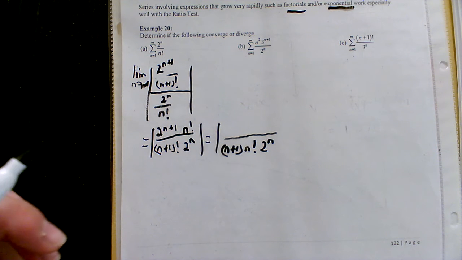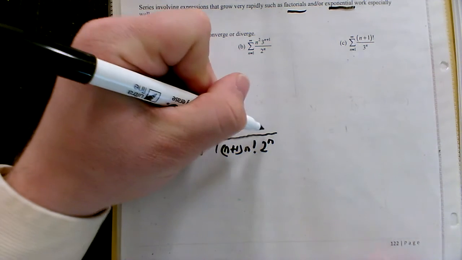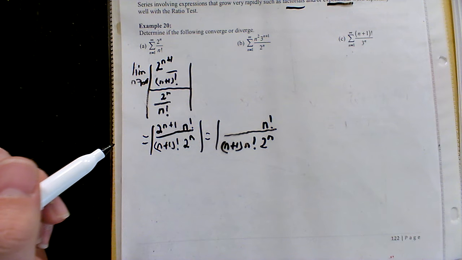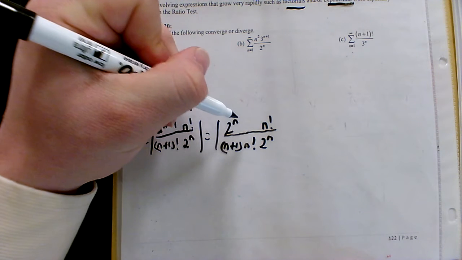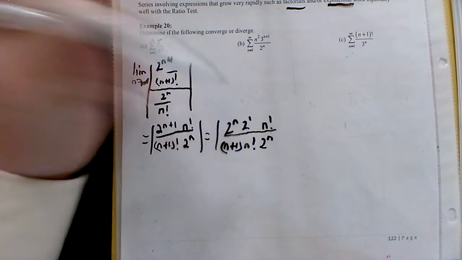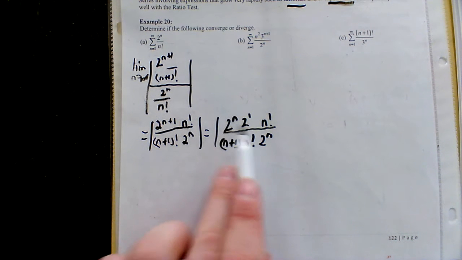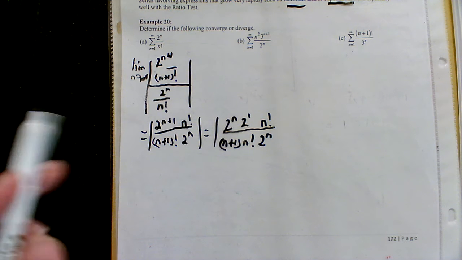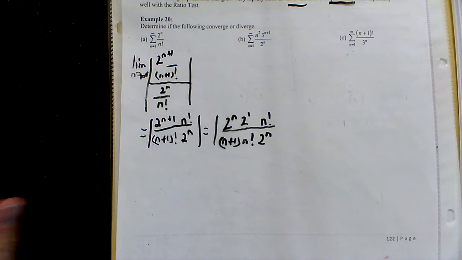Is there anything we can do on the top now to maybe simplify a little bit? n factorial doesn't really simplify. What about 2^(n+1)? Separate into 2^n times 2. 2^n times 2 to the first, or just 2. Exactly. Because if you have like bases, 2 times 2, what do you do with the exponents when you multiply? Add them. So 2^n times 2 to the first should be 2^(n+1). So that's how that can be broken up. Very good.